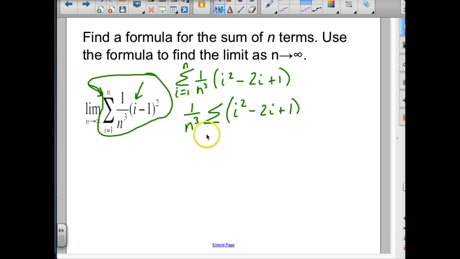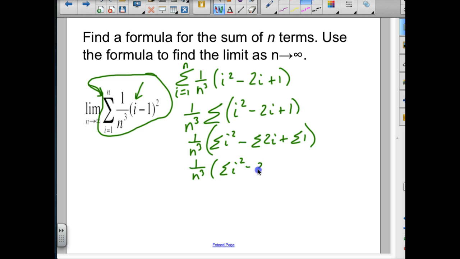And i squared, we have a formula for that, the summation of i squared. And then I should do a minus there. Summation is kind of like distributive. You can distribute it. And then we can do the summation of each piece. Okay, remember that constant we can pull out in front of that part. 2 times the summation of i, and then the summation of a constant 1. So we can do the summation of each of those.